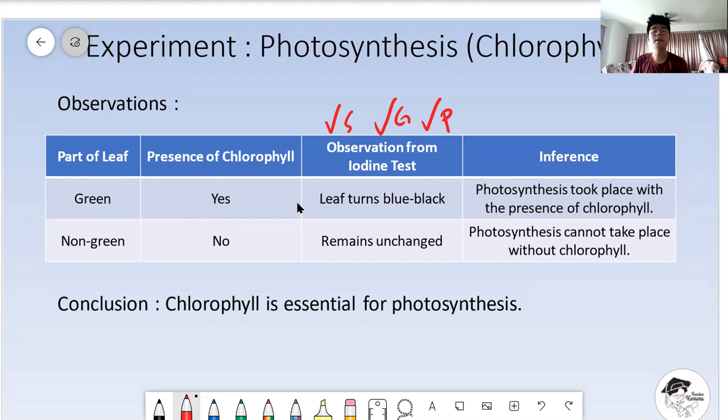Non-green. Non-green means the red color part. Is there chlorophyll? Is there chloroplast? No chloroplast, no chlorophyll. Observation for iodine test remains unchanged, that means tidak berubah. That means no starch, no glucose, no photosynthesis. Photosynthesis cannot take place without chlorophyll, and the chlorophyll is essential for photosynthesis.